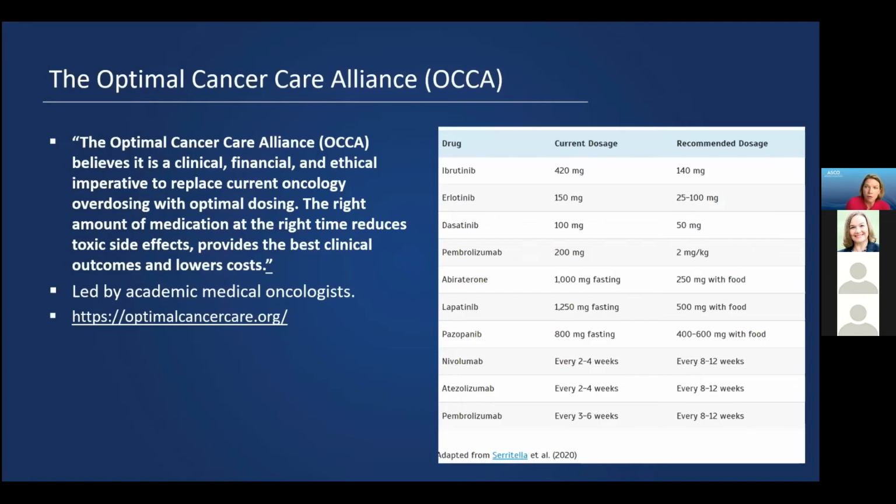I hope I'm not misspeaking about that. But you can see here on the right, this is from their website, and there's a nice paper from Saratella in 2020 describing this. And you can see right on here that pembrolizumab is listed, as is nivolumab, and even at the current doses that have been approved, despite all of that I showed you in terms of essentially dose ranging studies, this group believes that they are still doses that are too high for these patients. If you want to learn more about it, here's their website.